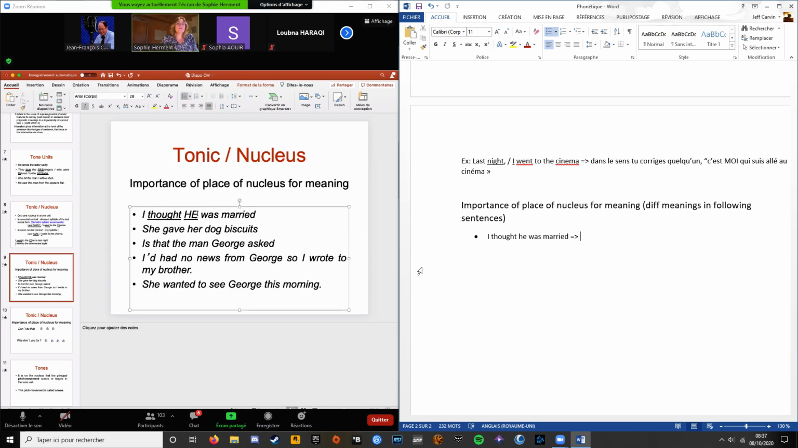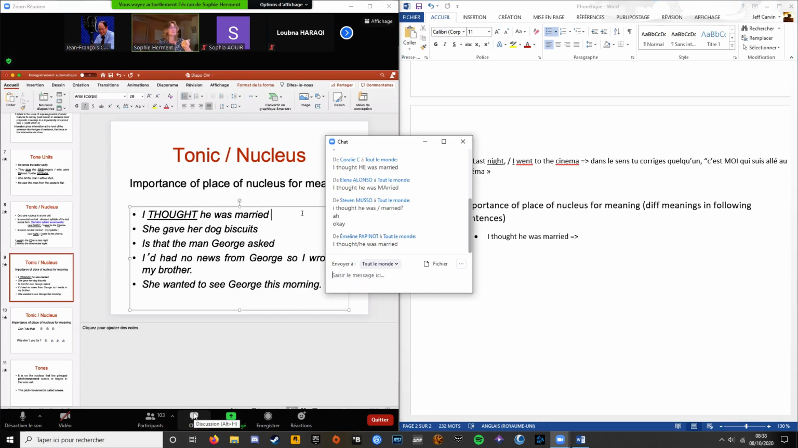And a third solution, again, the suggestion I have here doesn't work. Imagine there's only one tone unit. It's always the same. And the last one is the most difficult one. Just one tone unit. It's when you place the nucleus on thought and say, "I thought he was married." Can you understand what that means? "I thought he was married."